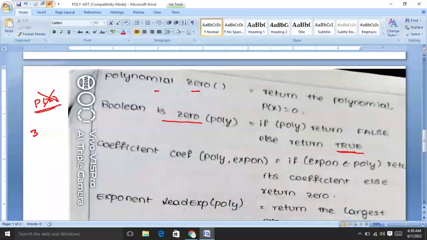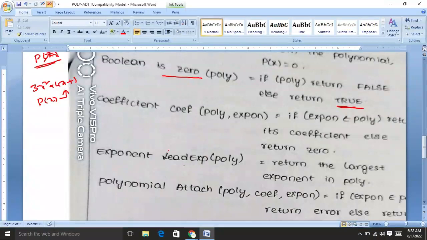Suppose there is a polynomial like 3x square plus 4x plus 1, this is the p of x polynomial. It returns false because the polynomial exists and is not 0. If there is no polynomial, it returns true. The next one is the coefficient function.